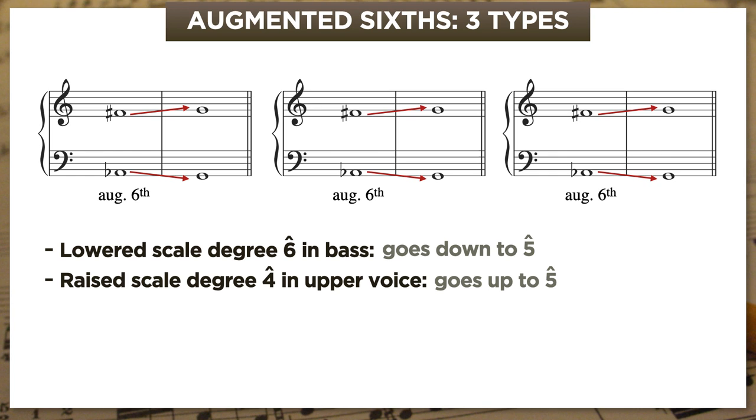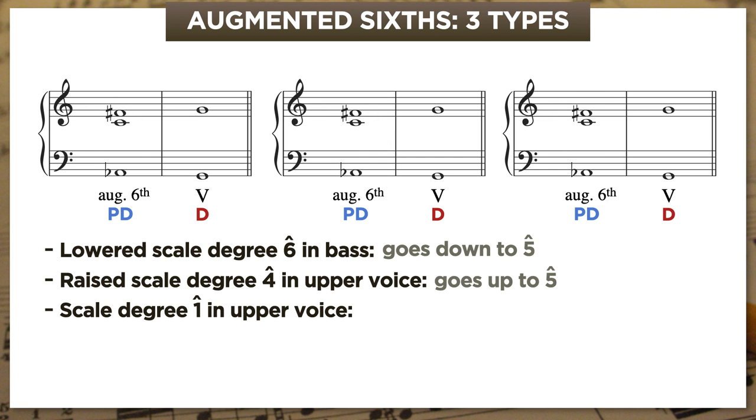And functionally, that motion is going to occur as a predominant gives way to a dominant. The last thing that's common to all augmented sixth chords is the tonic note, which is going to be also in some upper voice. And it is going to go down by step into the leading tone of the 5 chord.